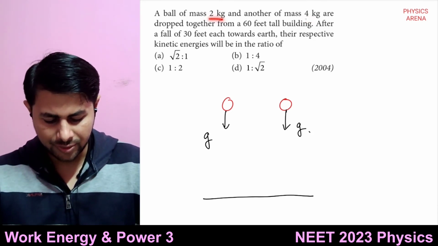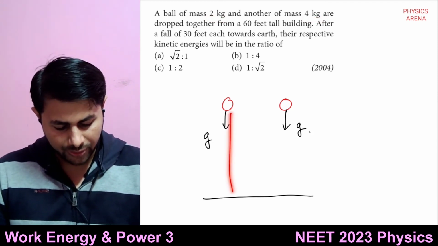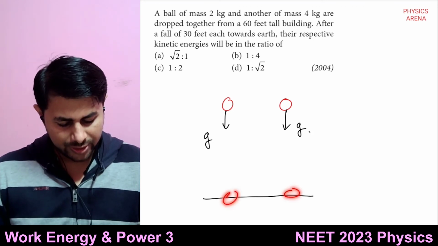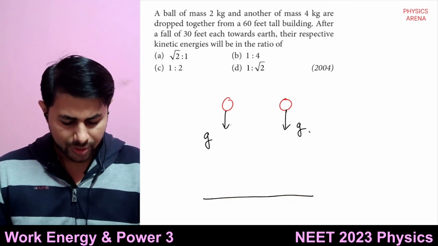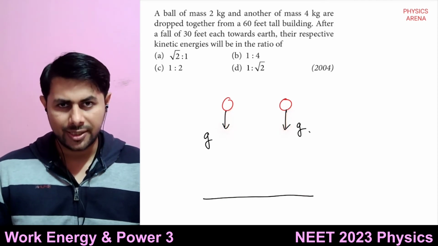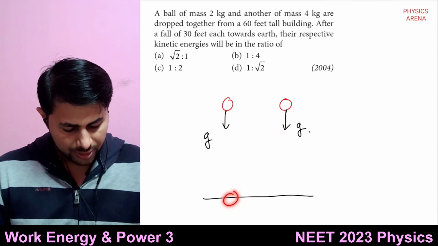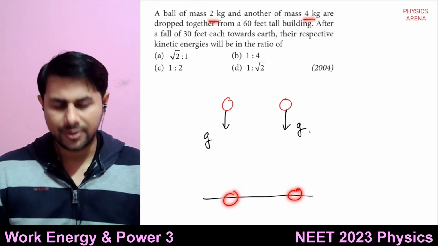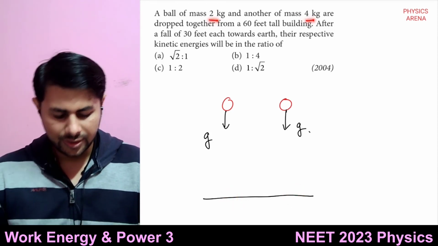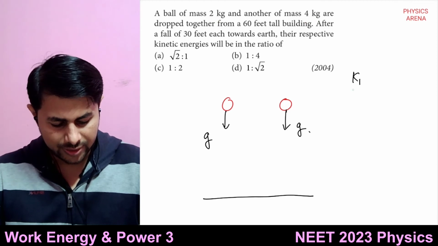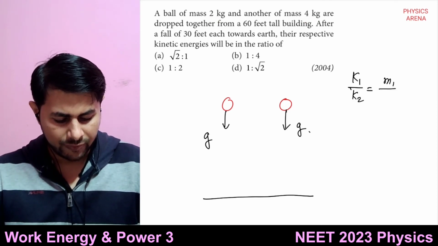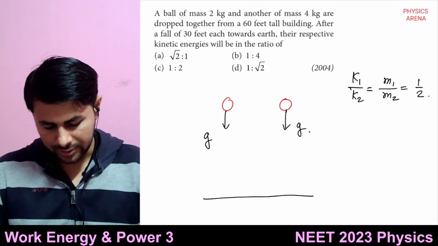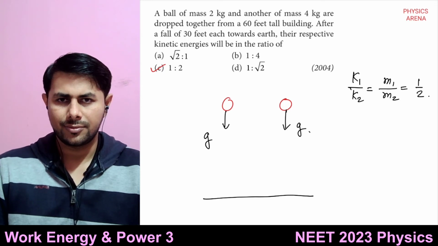Their masses are 2 kg and 4 kg. After a fall of 30 feet each, their velocities will be equal, because both of them will fall with the same acceleration, which is acceleration due to gravity. Since velocities are equal, kinetic energies are in the ratio of masses only. So K1 is to K2 is equal to M1 is to M2, that is 1 is to 2. This is the answer. Yes, no?